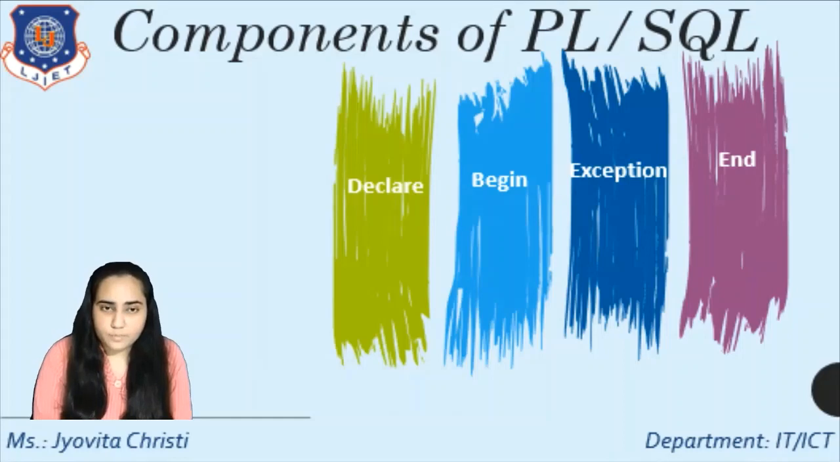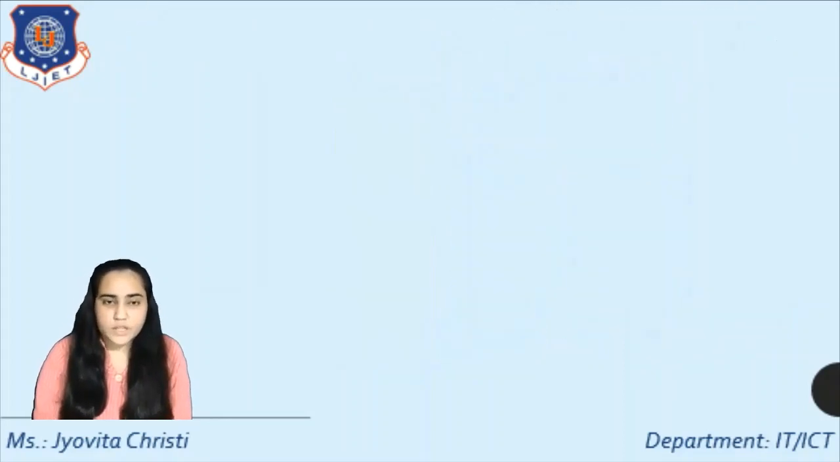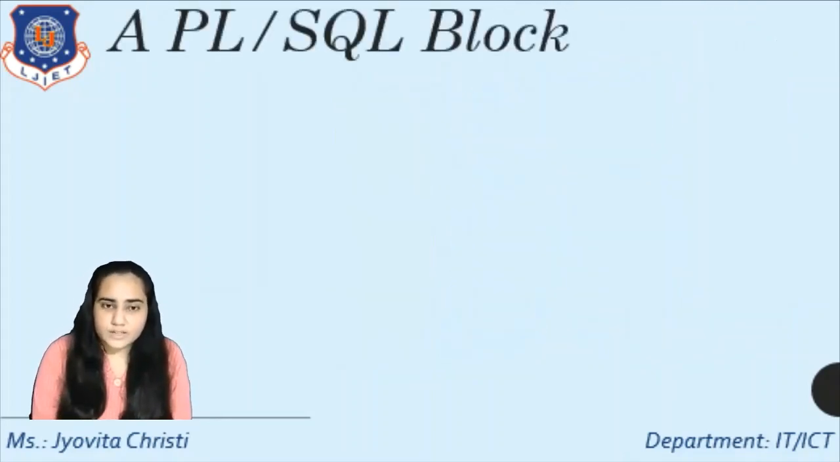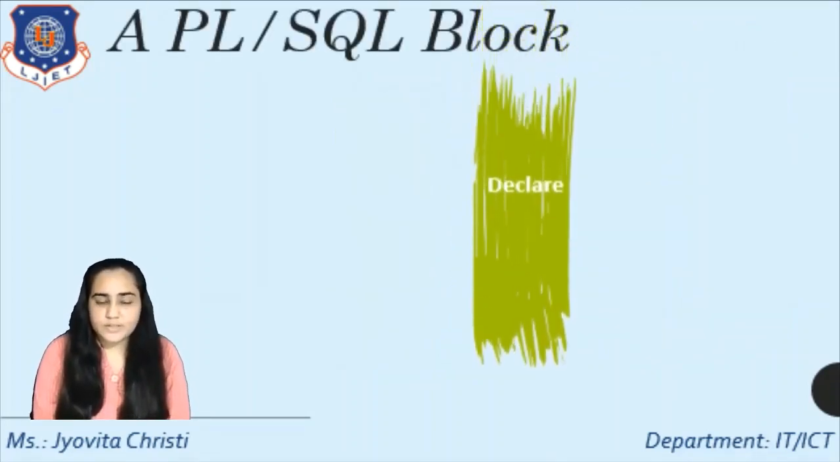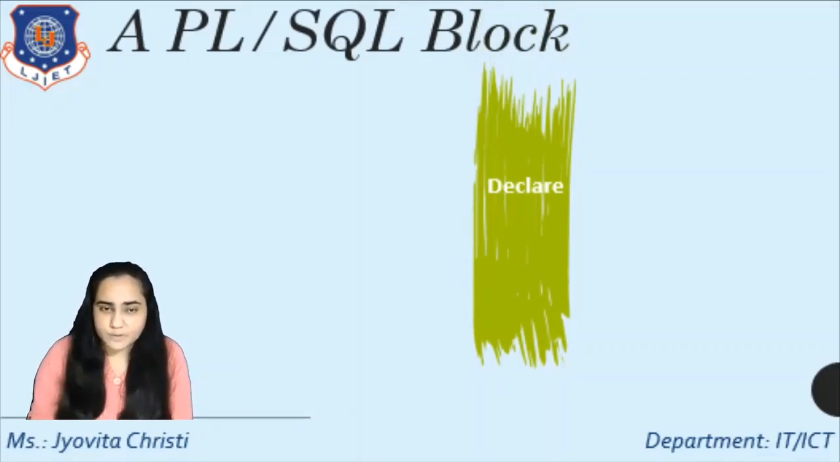Now, a PL/SQL program, you would say, is divided into three different parts. The first part is the declaration part. This is the part where you would decide and declare what types of variables you need, how many variables you need, and what names you're going to give to those variables in your program. So that is what the declarative part tells you.